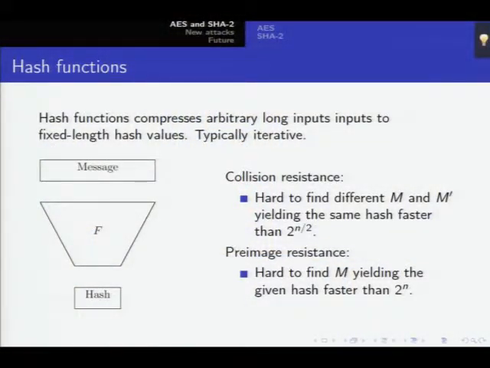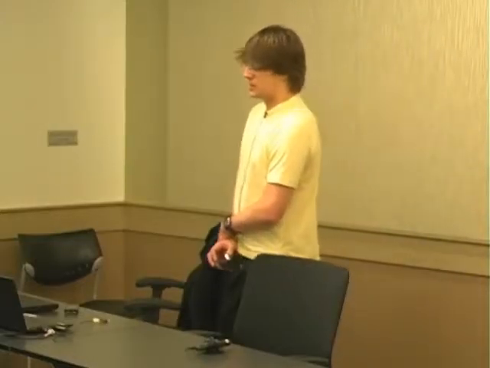For hash functions, the situation is both a bit similar and a bit different. A hash function compresses arbitrarily long inputs to fixed length values, and is typically iterative. As a hash function has no secret, the attacks on it and the compromising of a system which uses a hash function are a bit different. The most devastating attacks on hash functions are those that find collisions, which means finding two different inputs which yield the same hash value, and the preimage attack, which stands for the inversion of a hash function, so finding any preimage to this function.